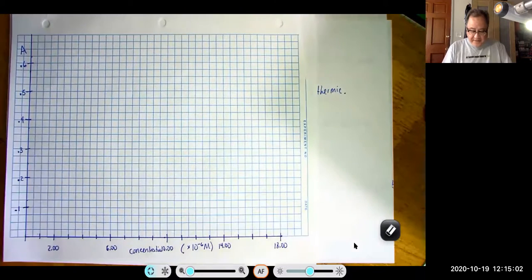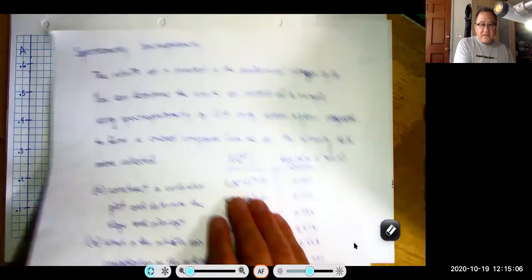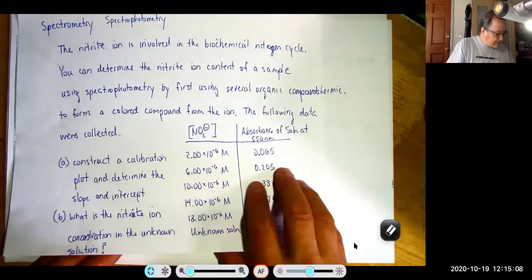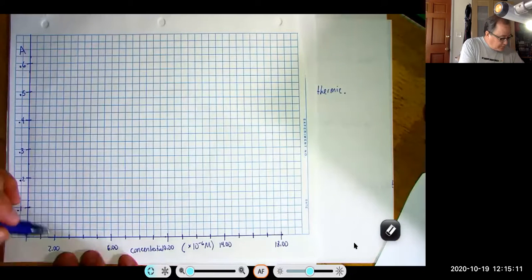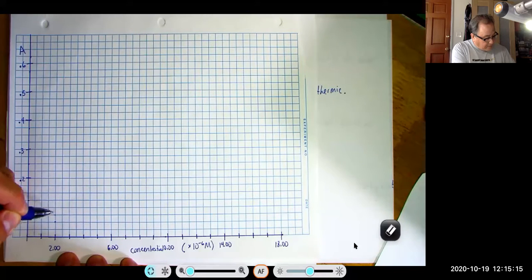So if I look at the data, you can see that I've got data at 2 and 0.065. So here's 2. That would be 0.5. This would be 0.75. So 0.65 would be somewhere around in here.